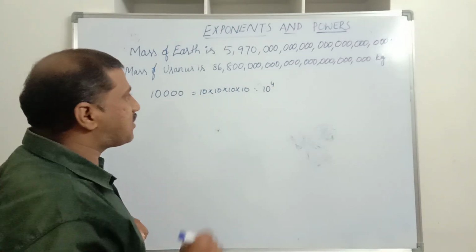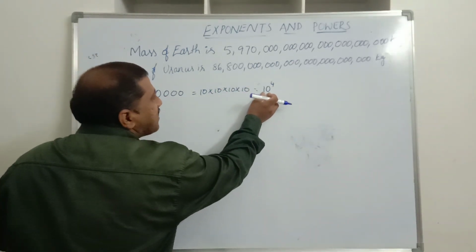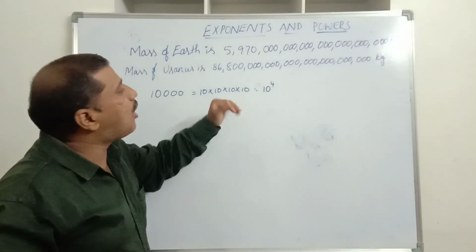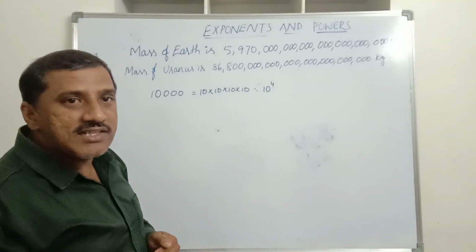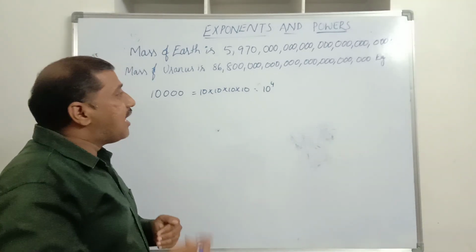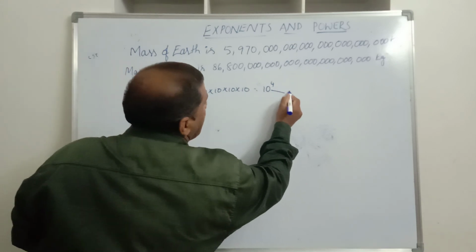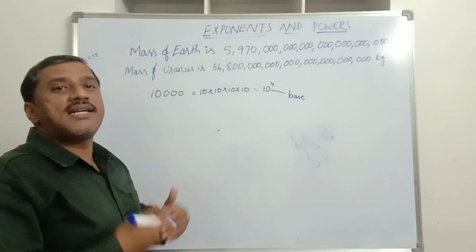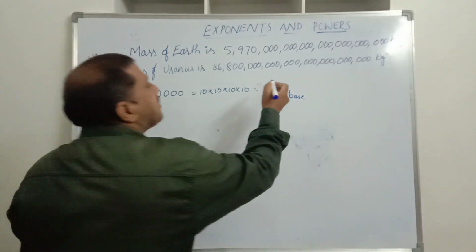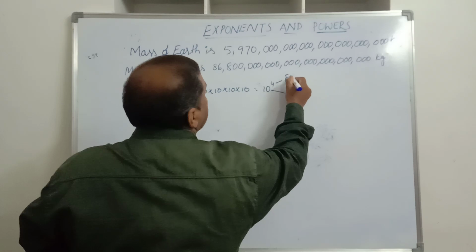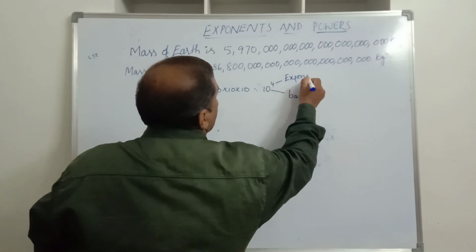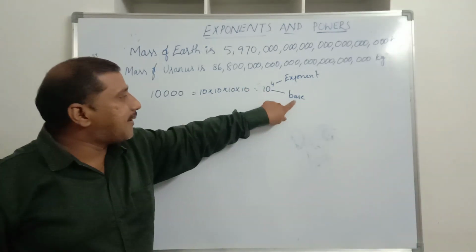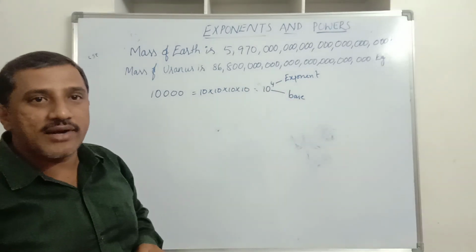See here, which number are we multiplying? 10. 10 is multiplied by itself how many times? 4 times. The number which is multiplied by itself is known as the base. So here 10 is the base. The number of times that number is multiplied is known as the exponent. So in 10 to the power of 4, 10 is called the base and 4 is known as the exponent.